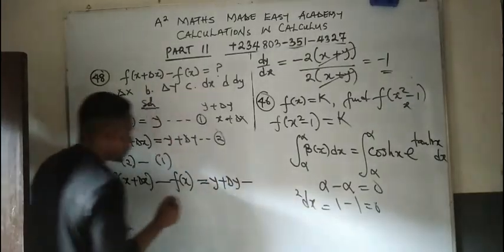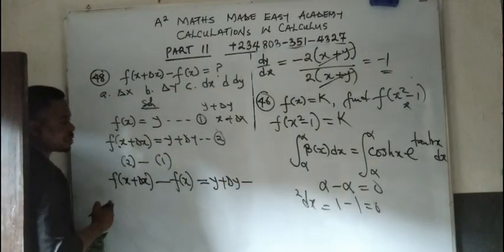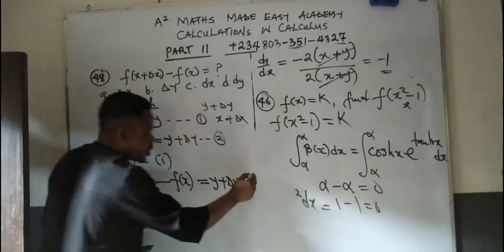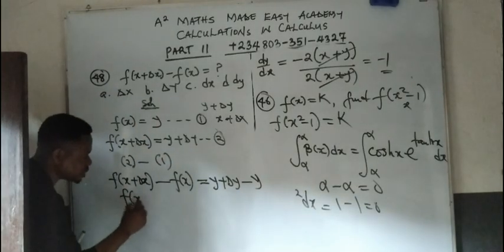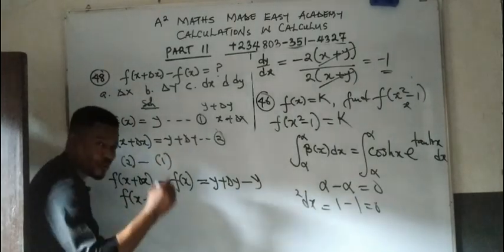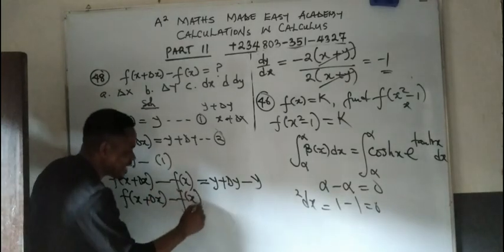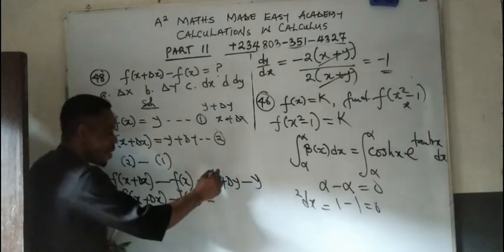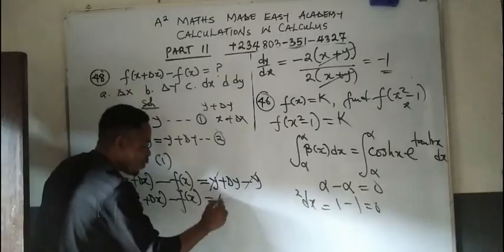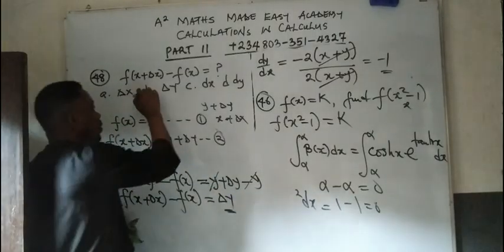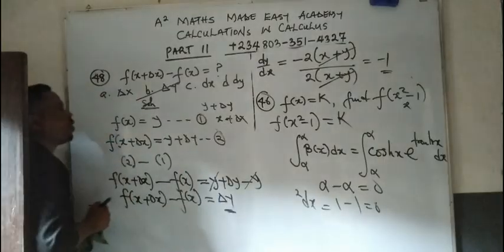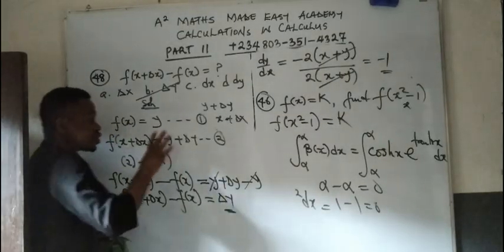I will now subtract, remaining f of x. What is the value of f of x? It is y. So which means f of x plus delta x, minus f of x, is called y. We cancel minus y. What remains there is big delta y. Do you have big delta y in the options? Oh my goodness. The correct answer is option B. Do you understand? This is called first principle.